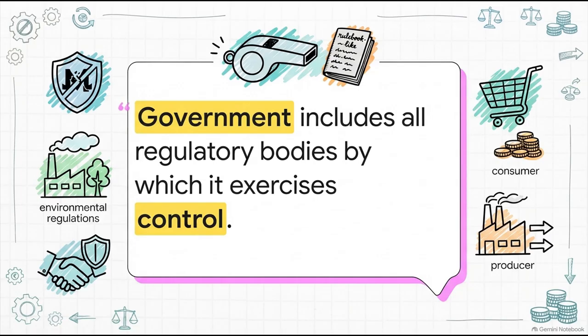In practice, this means setting the operational boundaries for the entire system. We're talking about establishing antitrust laws to prevent monopolies from crushing competition, setting environmental regulations that dictate how firms can produce goods, and enforcing consumer protection laws so households aren't exploited. It essentially shapes a stable, predictable environment so the other entities can safely transact. But as we'll see, this regulatory oversight is really only the tip of the iceberg.